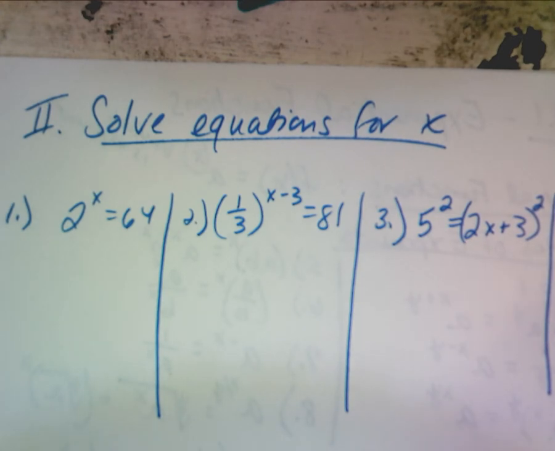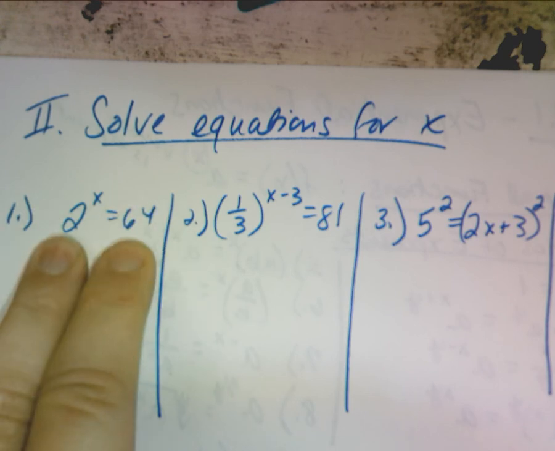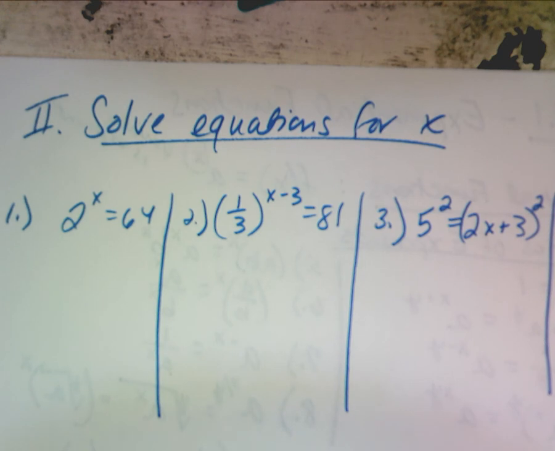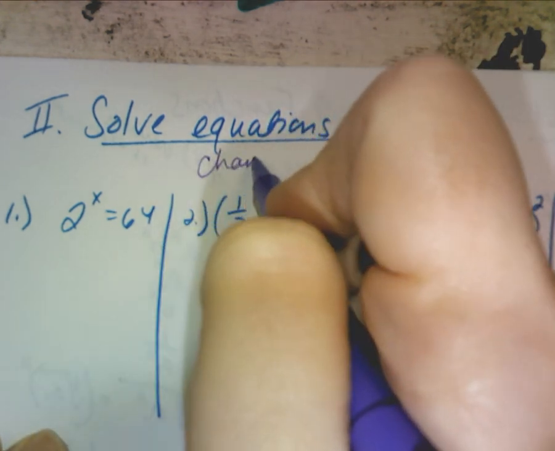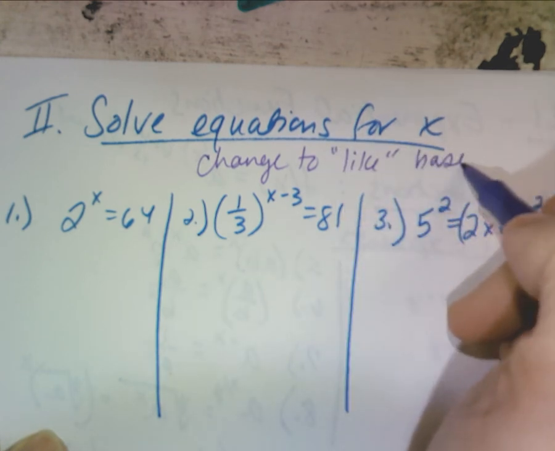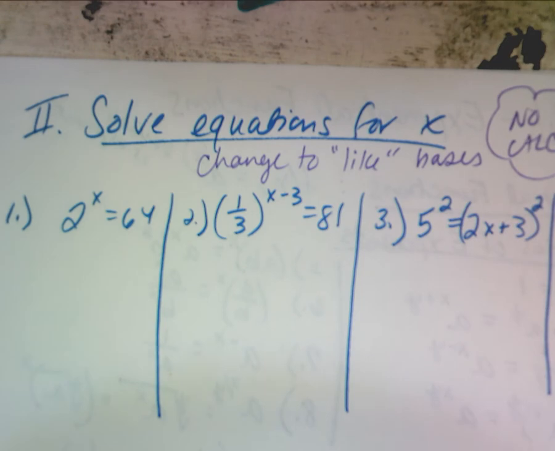All right, here's the thing about tonight's homework. If your x's are in the exponent, then you need to make these two things like bases. If this is a 2, make that into a 2. If this is a 3, make that into a 3. Make them into like bases. So let me write that down. Change to like bases. Again, you have no calculator for this, so you need to do as much of this as you can without a calculator.